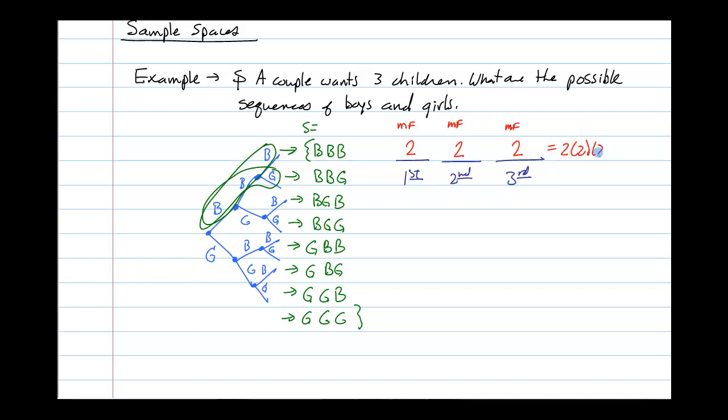And then I multiply these together: 2 times 2 times 2, or 2 cubed, which is 8. And 8 directly relates to the 8 outcomes that I have right here. So suppose you have 20 children.